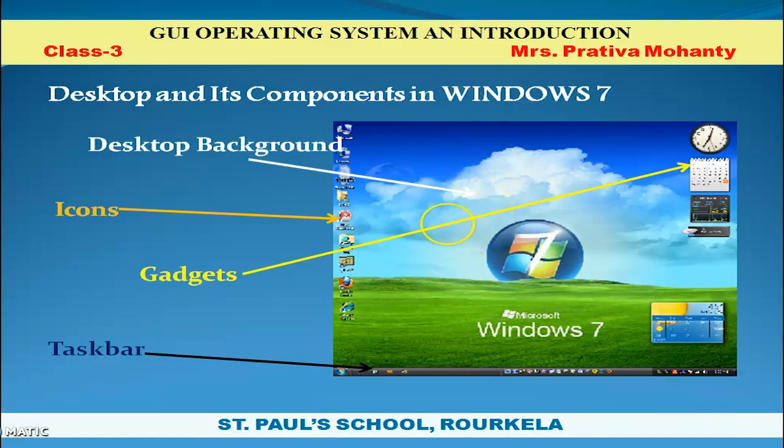It has a set of components. So what are the components of your desktop? Desktop background, icons. These small pictures are known as icons. Then gadgets. These mini programs are known as gadgets. Then taskbar. The long horizontal bar at the bottom of the screen is known as a taskbar. All these components we will explain one by one.